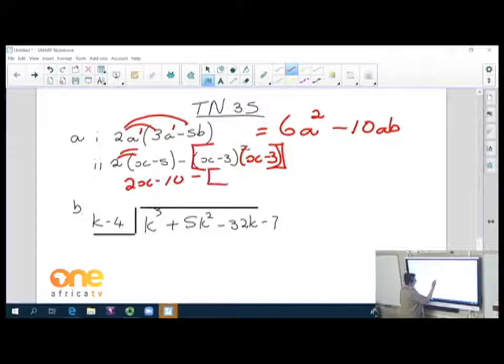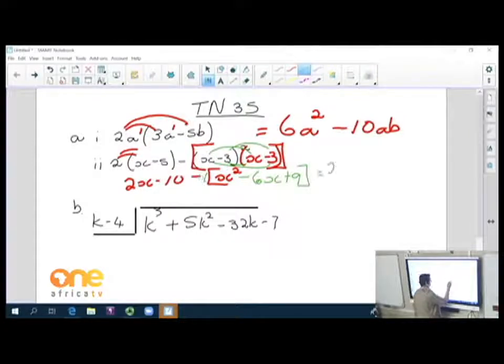And now I'm going to do this part here. So it is x squared, FOIL. Can you remember FOIL? First, last, inner, outer. So it is x squared minus 6x plus 9. Now I have to multiply that negative 1 in that one in there. So I have now 2x minus 10, the first part there. Then you have minus x squared plus 6x, negative times a negative, and then minus 9.